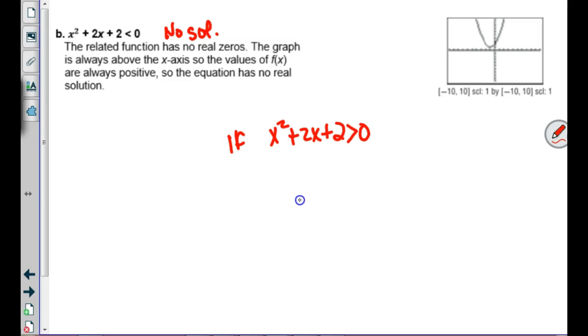Any ideas? How would we say all of this is greater than 0? What are the x values? All real numbers, right? We graphed it. The whole graph is above 0. So we want to say no matter what x value you put in, you're going to get something above 0. So if below 0 was no solution, above 0 is all real numbers, which is negative infinity to infinity.